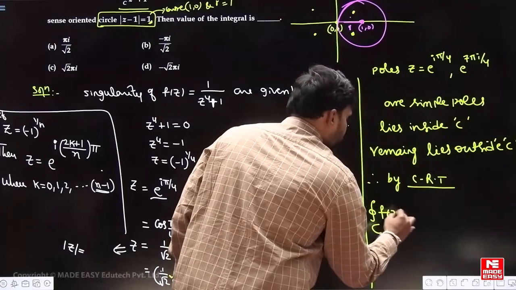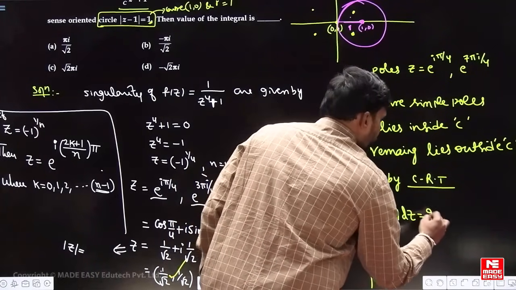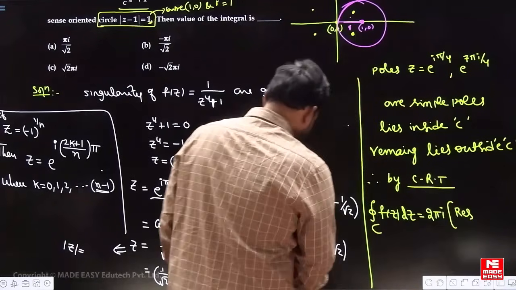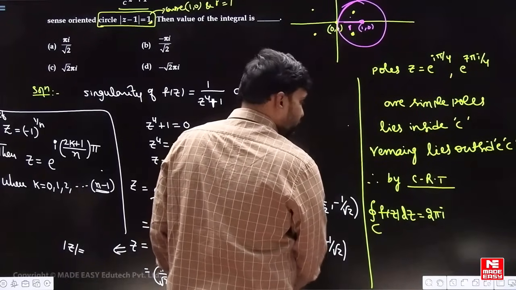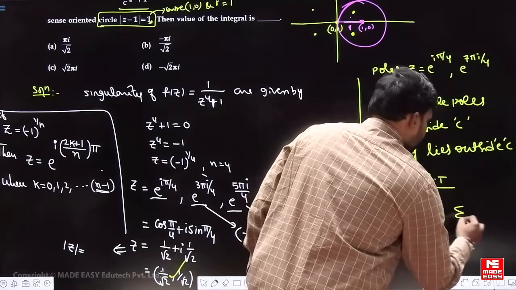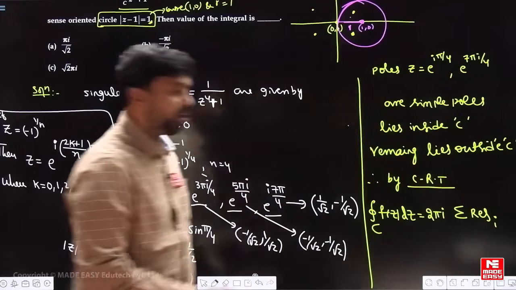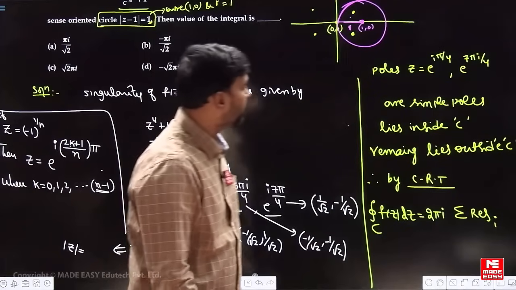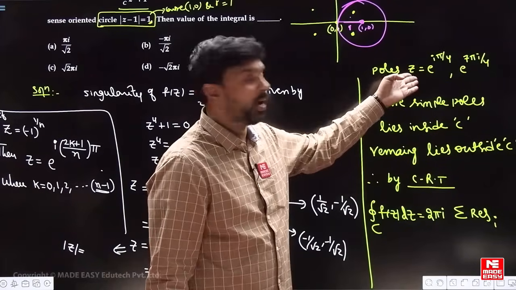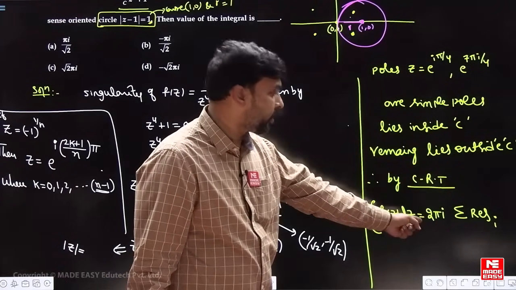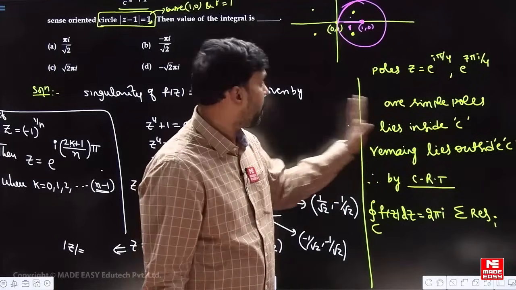integral over C of f of z dz is equal to 2 pi I into the sum of the residues. Let me write like this: 2 pi I into summation of the residues here. Chalo beta. So let us find the residue at these two poles, and then add them and multiply by 2 pi I, you will get the answer for it.